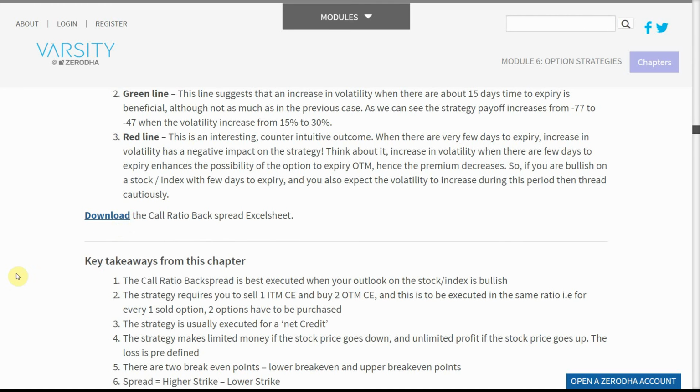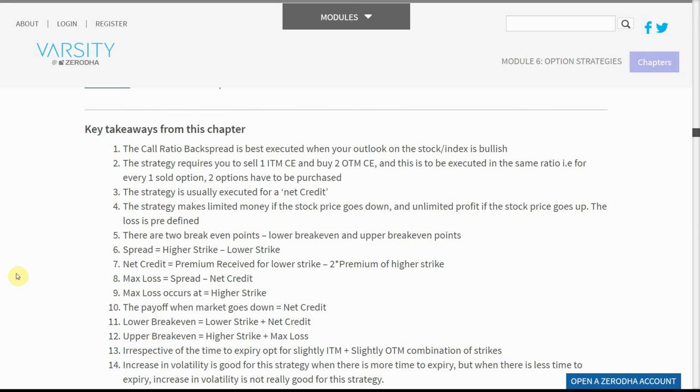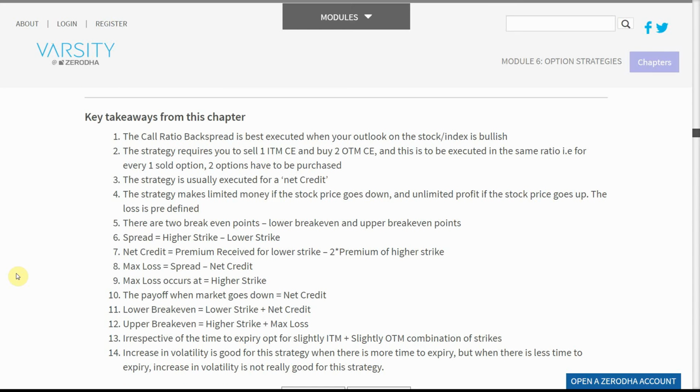Key takeaways from this chapter. The call ratio back spread is best executed when your outlook on the stock index is bullish. The strategy requires you to sell 1 ITM CE and buy 2 OTM CE. And this is to be executed in the same ratio, i.e. for every one sold option, 2 options have to be purchased. The strategy is usually executed for a net credit. The strategy makes limited money if the stock price goes down, and unlimited profit if the stock price goes up. The loss is predefined. There are 2 break-even points, lower break-even and upper break-even points.